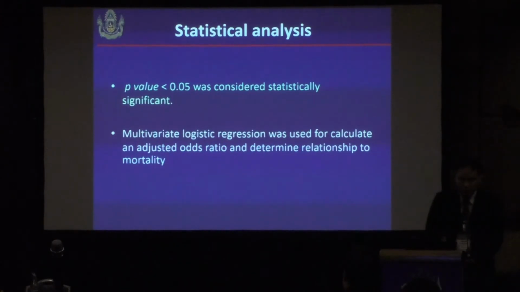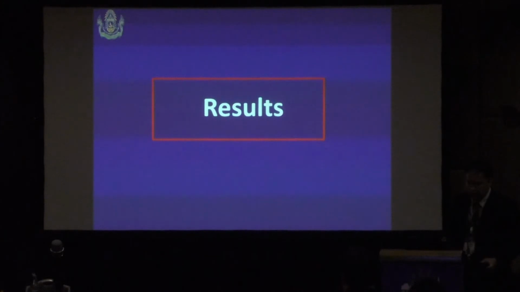Significant p-value I set below 0.05. I used multivariate logistic regression to calculate the adjusted odds ratio and determine the relationship to mortality. Let's see the result.